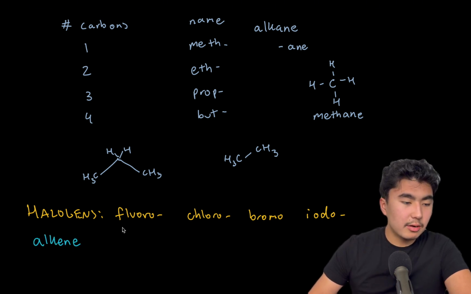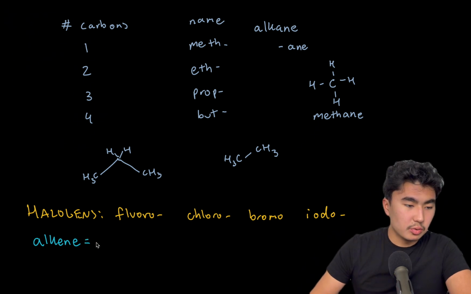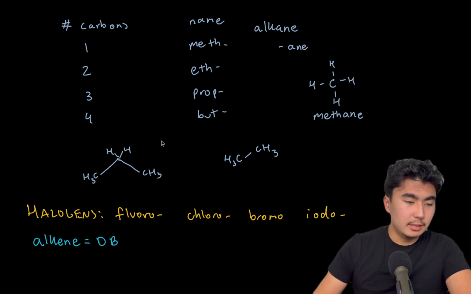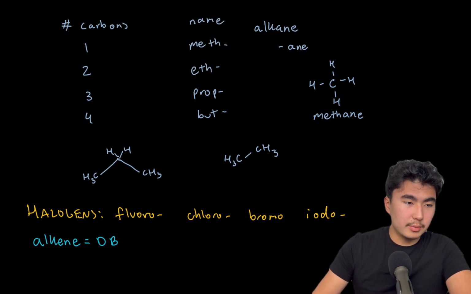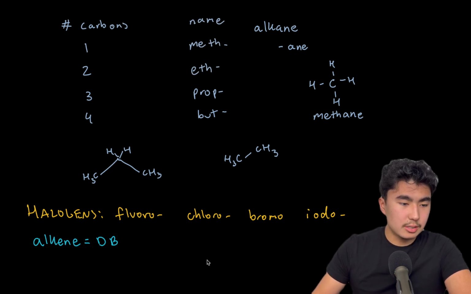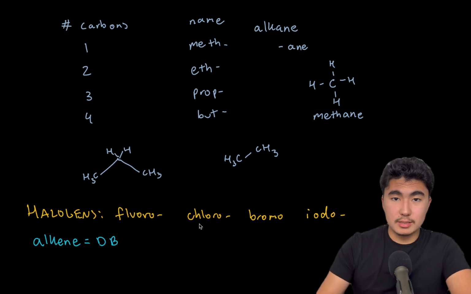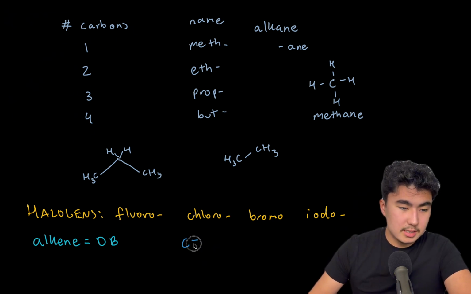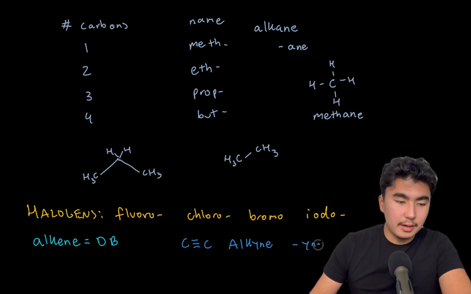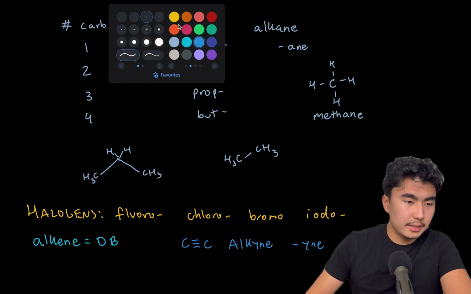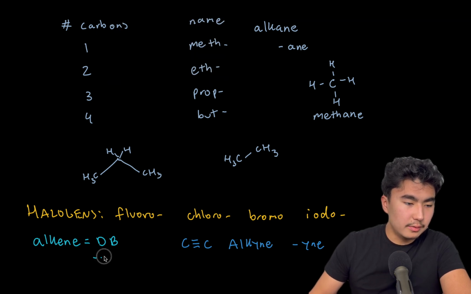Alkene means that we have some sort of double bond, I'll just write DB. And if we have triple bonds between our carbons, something like this is going to be an alkyne. An alkyne is going to end with -yne. An alkene over here is going to end with -ene.